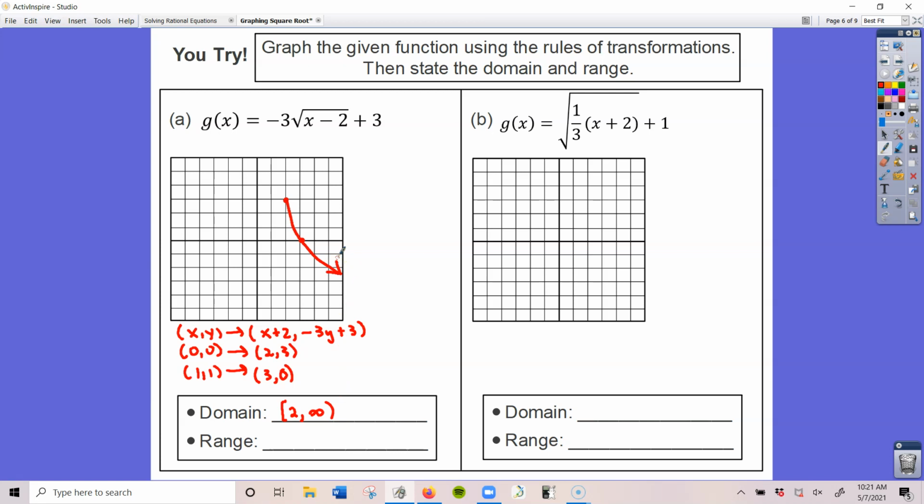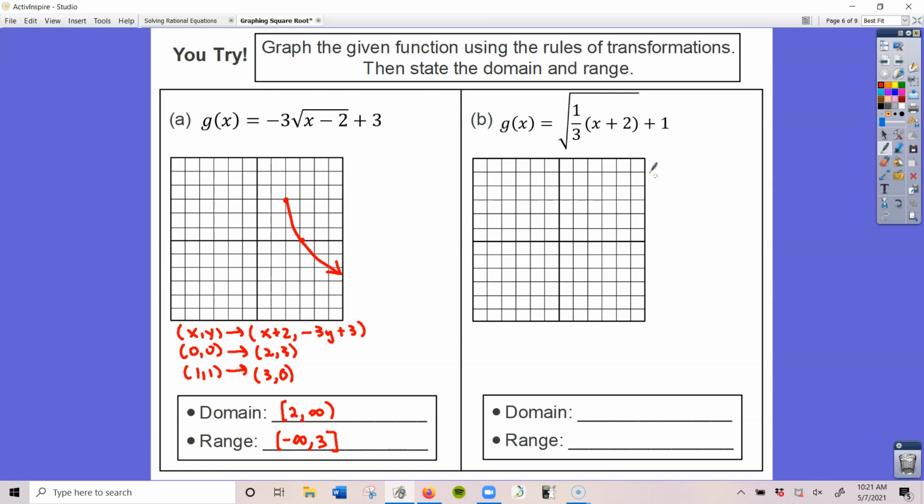Now for the range, it starts from -infinity because it's going down forever. Remember that we always start with the smallest y value, so that's why for the range we read the graph from the bottom up. So that would be from -infinity, and then it goes up to the y value of 3, also included.